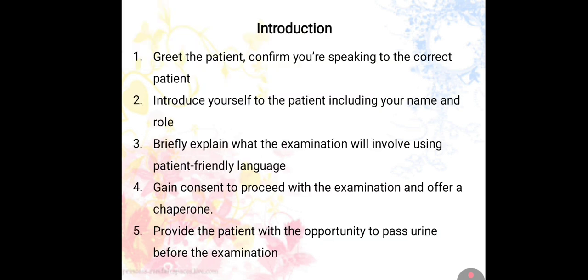First of all, greet the patient, confirm you are speaking to the correct patient, confirm the identity of the patient, and introduce yourself, including your name and position. Briefly explain what the examination will involve using simple language. Obtain consent from the patient to proceed to examination and offer a chaperone.